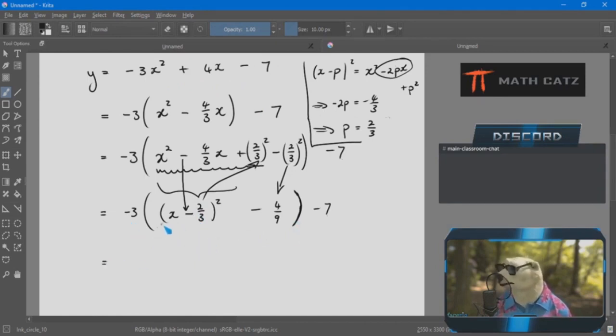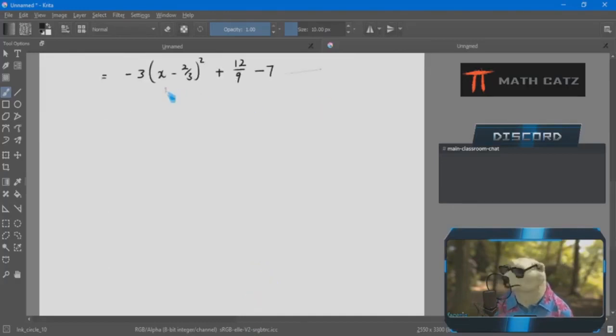I want to now multiply the -3 back in. So -3 times my bracket squared. Then -3 times -4 over 9, unpleasant as it is, what are you going to do? Plus 12 over 9, and of course I still have the 7. All we have to do is now merge these last two to create the constant, well, it's not the constant term, the q in the standard form.